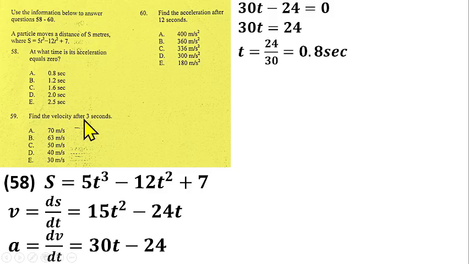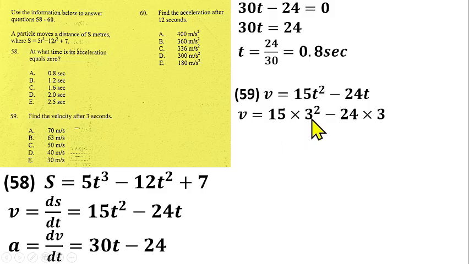Then we have to find the velocity after 3 seconds. We already know the velocity is 15t squared minus 24t. After 3 seconds, so your t will be 3. So you have v equal to 15 times 3 squared minus 24 times 3. If you simplify that, you have 15 times 9 minus 72. If you simplify, you have 63 meters per second as the value of the velocity, which is option B for question number 59.